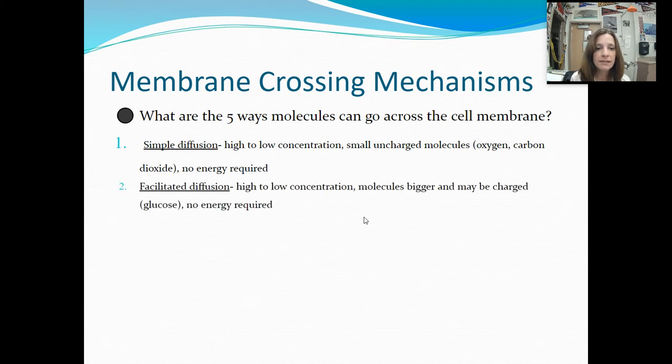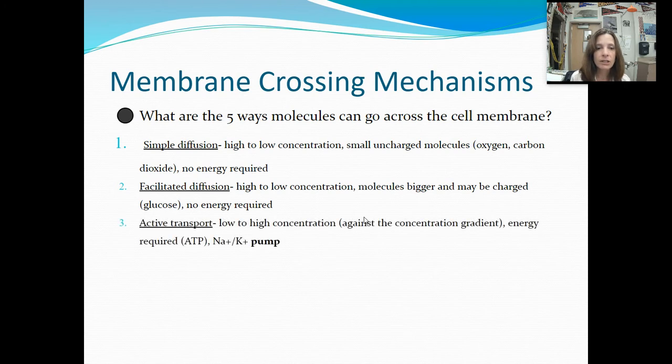The next one is facilitated diffusion. Again, high to low concentration. The molecules are bigger and they may be charged. Still no energy is required, but they do have a protein that they go through, and glucose is an example of that. Active transport, so here active means energy required, so ATP. And what's happening is it's more like a pump. And so the transport protein is going against the concentration gradient from low to high.